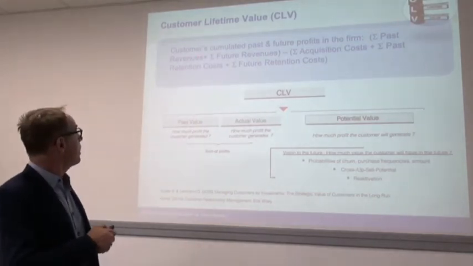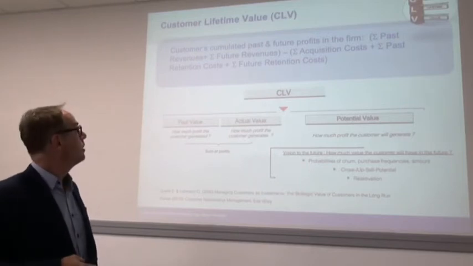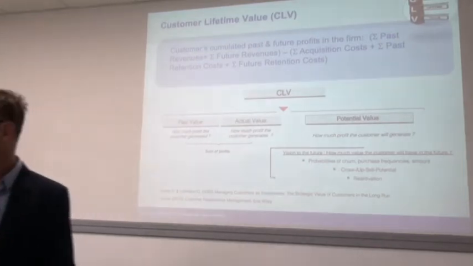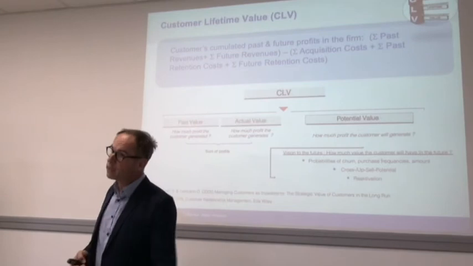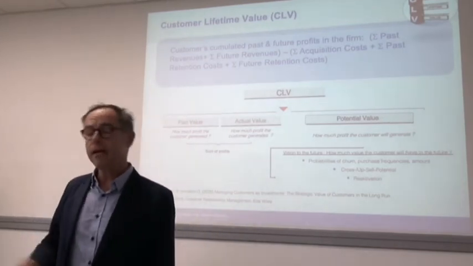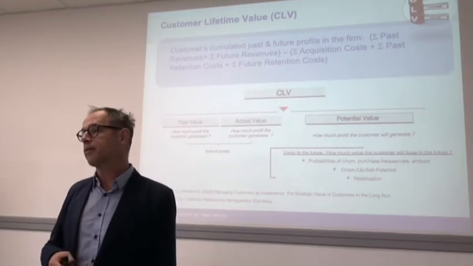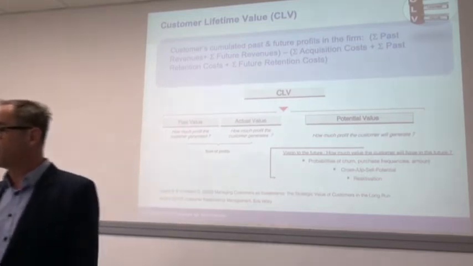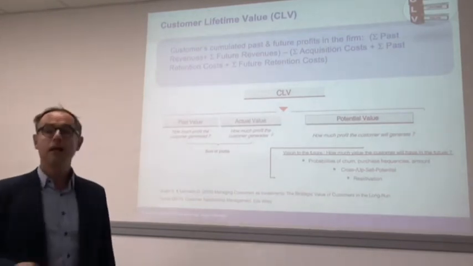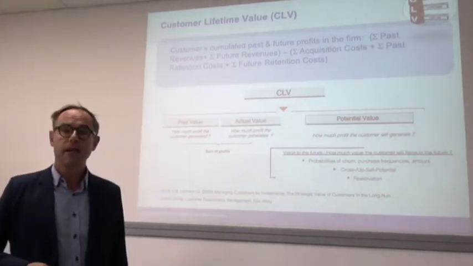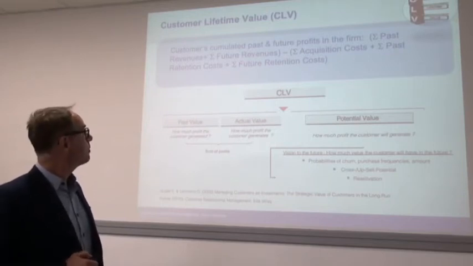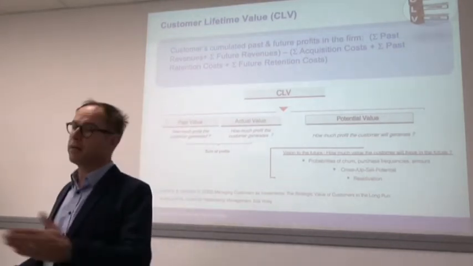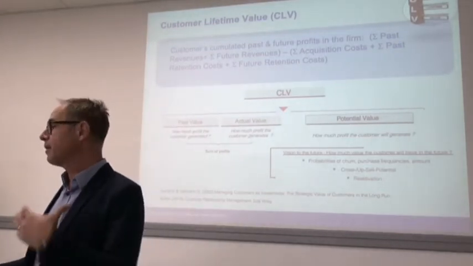It's summarized here. So, customer lifetime value is the accumulated past and future profits in the firm: past revenues, minus past cost, minus the acquisition cost. Acquisition costs money. You integrate also the cost of acquisition, address rental, communication campaigns, or gifts you might give for customer acquisition. And so these are all values that you have to integrate into the customer lifetime value calculation. So, it's the sum of the past revenues, the future revenues, minus acquisition cost, minus past retention cost, minus the future retention cost. In other words, revenues minus cost are the profits, and so past profits plus future profits.